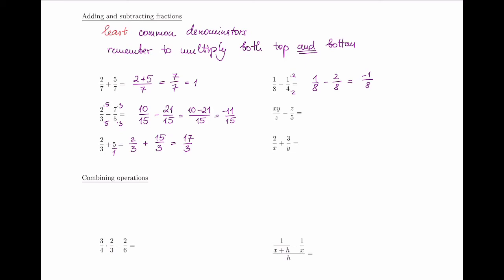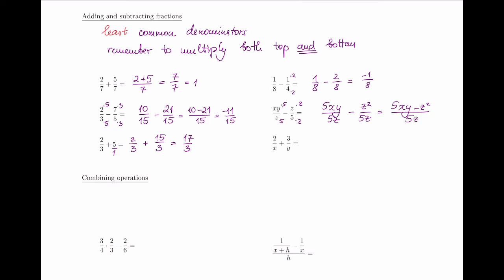Okay? In the next case, one of my denominators is z, one is 5, so they have nothing in common. I'm going to have to multiply each one by the other one in order to make them common. So multiply by 5 here and by z here. I'm going to get 5xy over 5z minus z squared over 5z. Now that they have common denominators, I can combine them together: 5xy minus z squared over 5z.